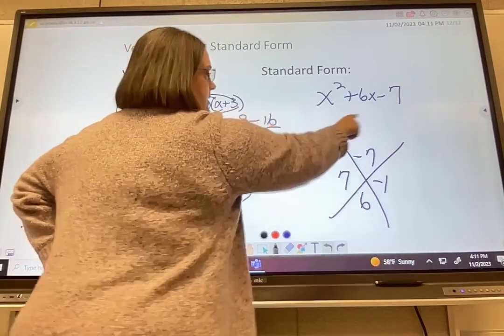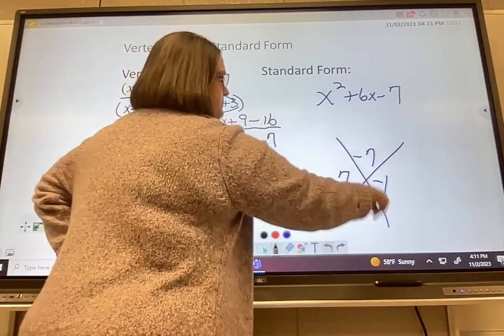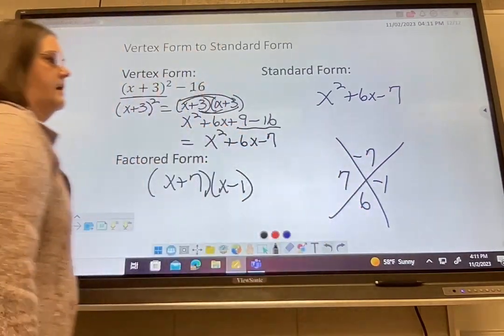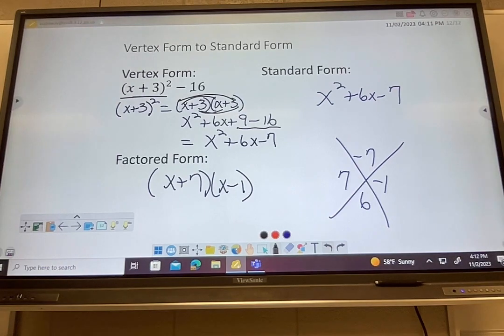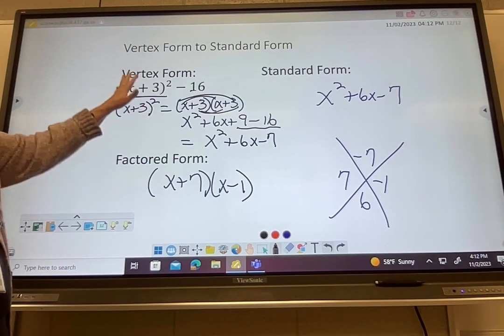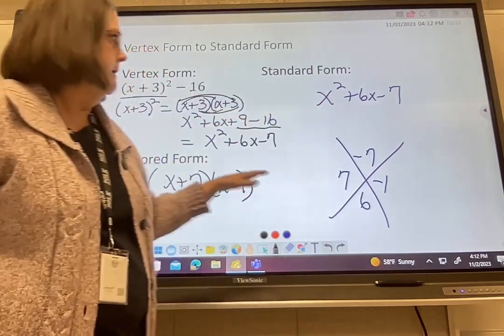There it is. To put it in factored form, you do your little x, put negative 7, put 7 here and negative 1 here, and do that. And you're good to go. Now, when you do your assignment, I may not be here when you're doing your assignment. So if your assignment is asking you to go from vertex form to standard form, to factored form, you're gonna have to put it in standard form first and then do it.